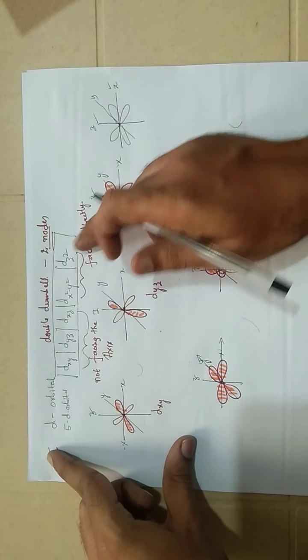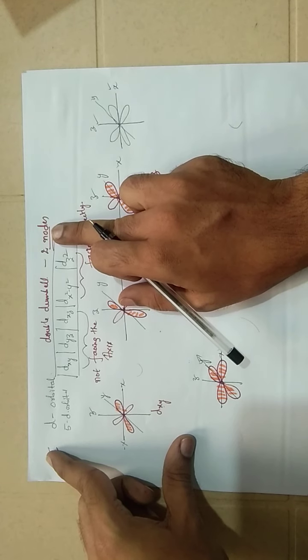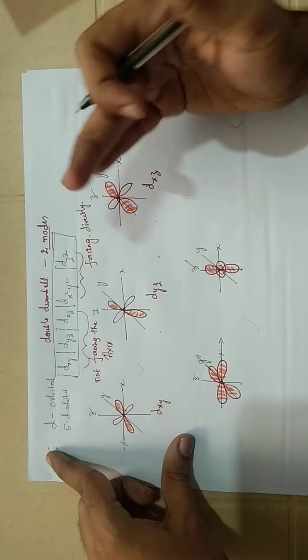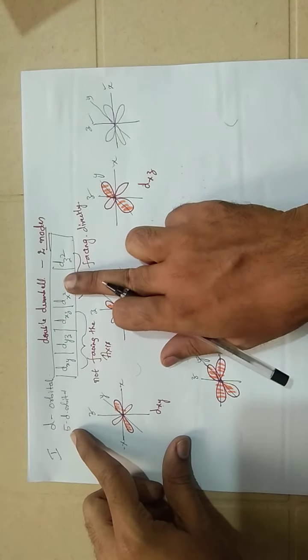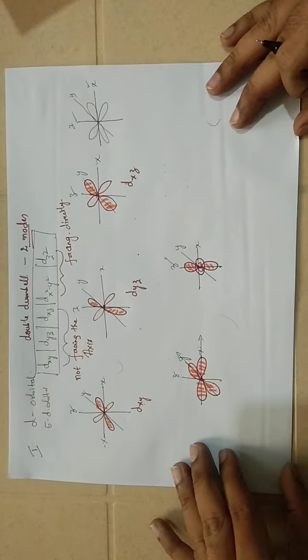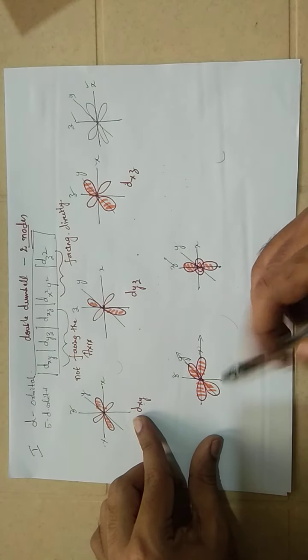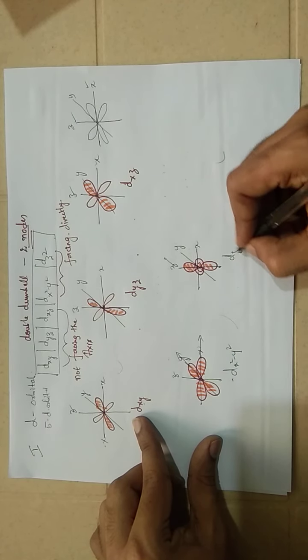And what is the shape of each orbital? We know it is dumbbell because of 2 nodes. This concept, how we determine the nodes, we'll study in the coming video on atomic structure and quantum mechanics. So there are 5 orbitals. We'll see the shape of the orbitals: first is dxy, dyz, dxz or dzx, dx square minus y square, and dz square.